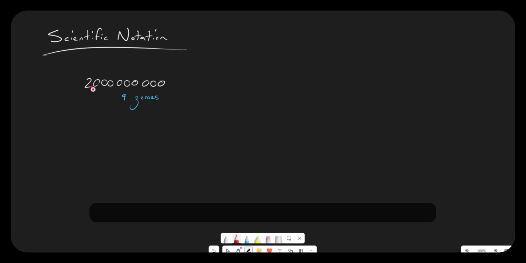So I've got it here. I have to move it 1, 2, 3, 4, 5, 6, 7, 8, 9 spaces. So I'm going to write this number as 2, because that's where the decimal is, times 10 to the 9th power. The 2 is indicating the value of the number, and then the 10 to the 9th, this is what we end up calling the order of magnitude. So this is a 2 with an order of magnitude of 10 to the 9th, 2 billion.